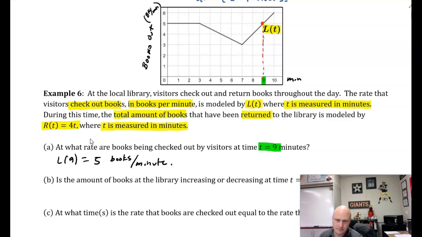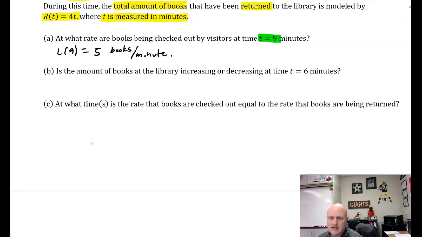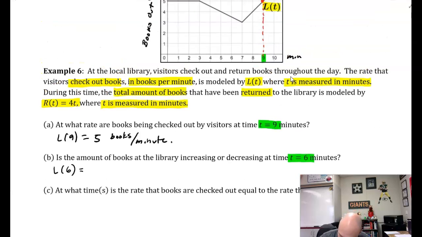All right. B. Is the amount of books at the library increasing or decreasing at time t equals 6? Well, I can figure out the amount of books leaving, L of 6. So I can go to my graph and say, okay, at 6, how many books are leaving? And that looks like 3.5 books per minute. That's the amount of books leaving. What about the books coming in?